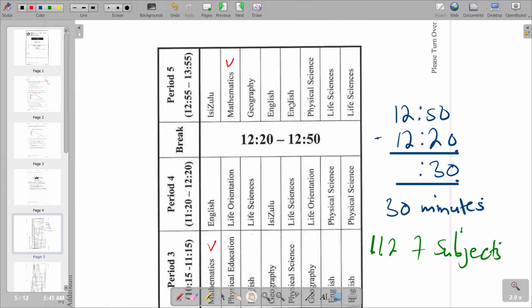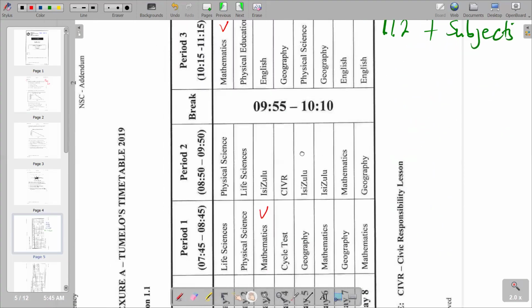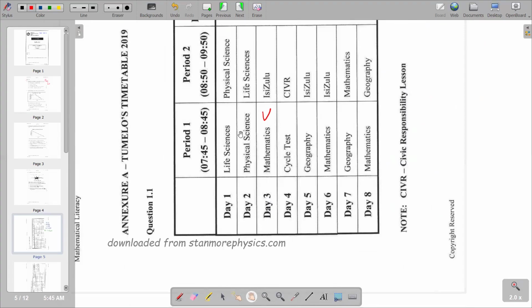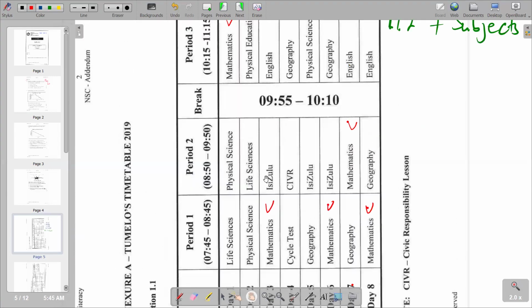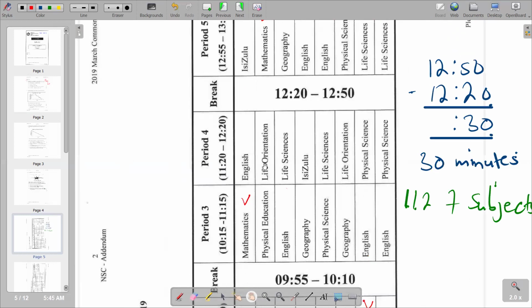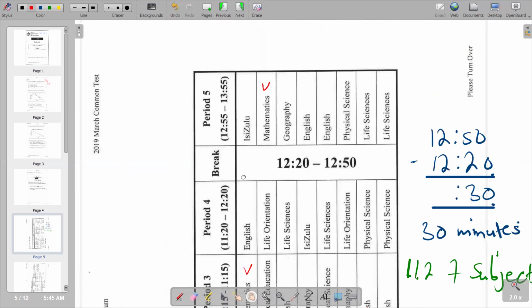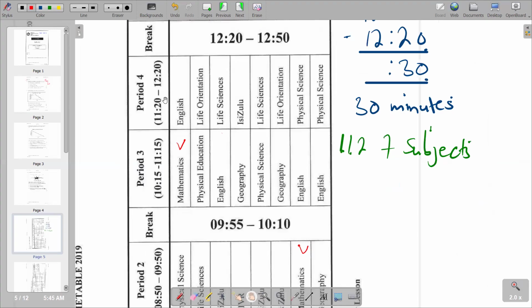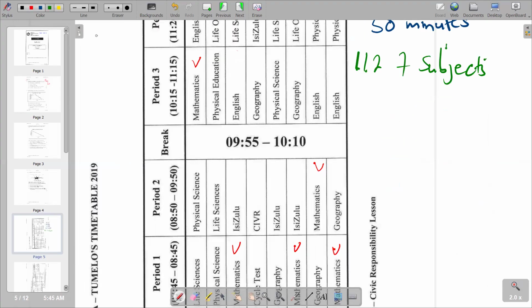We are not having mathematics on day 5 again. Go to day 6. Day 6, we have mathematics here. Day 7, we have mathematics again, and then day 8 we also have mathematics. So we are saying we have 1, 2, 3, 4, 5, 6. So it means we have 6 days. So in our question, in section 1.1.3, we are saying it's 6 days. And we come back to our question.